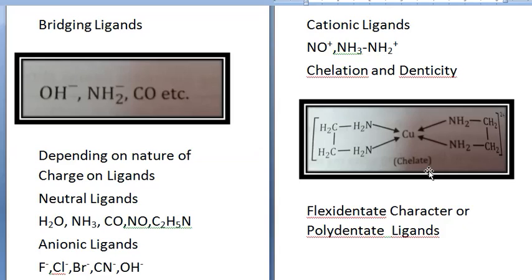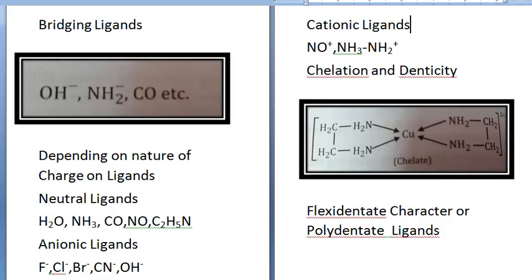Next is flexidentate character or polydentate character. Some of the coordinating sites of polydentate ligands may remain free as they do not form coordinate bond with the central metal. For example, SO4 2- is a bidentate ligand, but in some complexes it acts as monodentate ligand. It forms only one coordinate bond. Because only one negatively charged oxygen forms coordinate bond with the metal ion, and it acts as unidentate ligand. So it is flexible. So this is called flexidentate character. If it wants, it can form 2 coordinate bonds, or it can form only one.